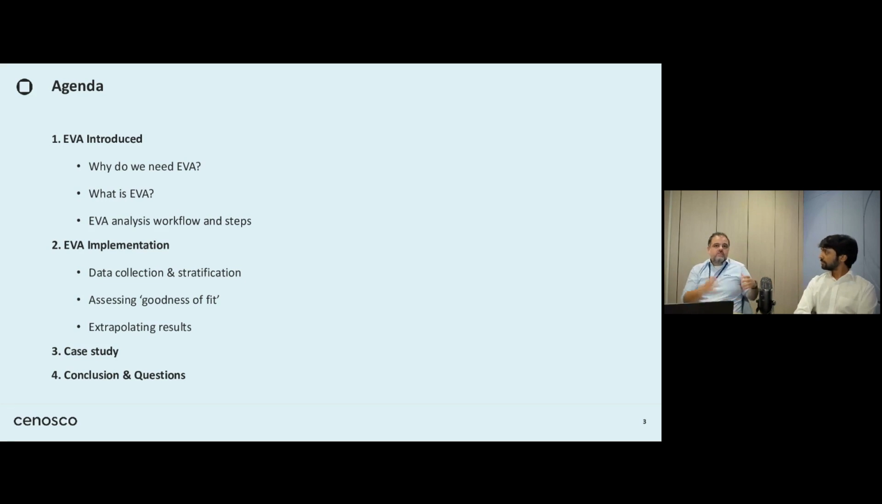We can look into a case study. Rowan prepared a case study where we took real data. We look into the outcome, so what does it mean to have the EVA implemented, looking into the benefits as well. We're going to close with some obvious conclusions. We can also talk a little bit about where EVA fits in IMS. And we're going to finalize with the Q&A.